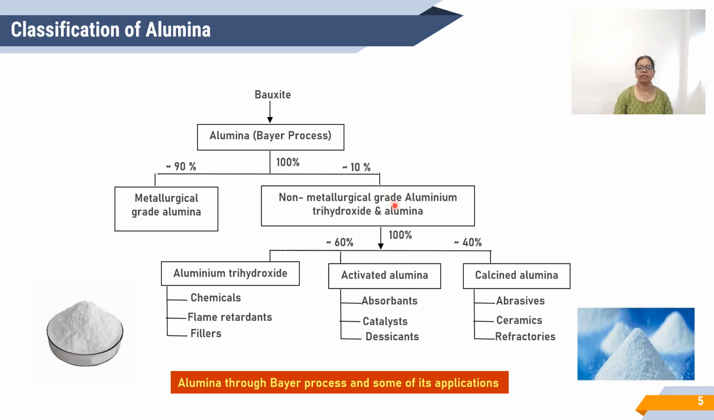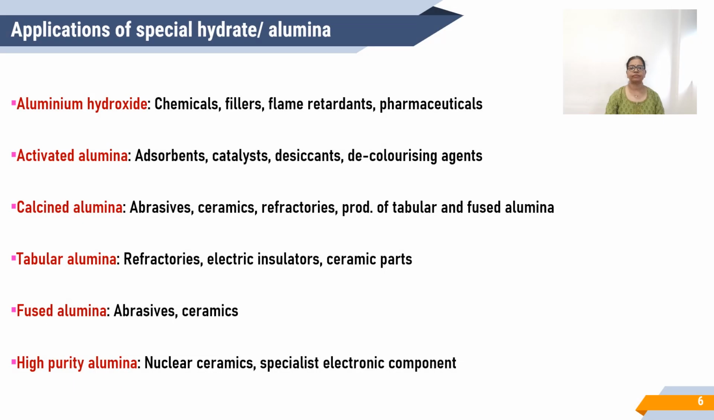This 10% is classified into aluminium trihydroxide and alumina, in which 60% of it goes for aluminium trihydroxide and activated alumina. Aluminium trihydroxide basically is used in chemicals, flame retardants and fillers. Activated alumina is used in adsorbents, catalysts and desiccants, and the 40% of it goes into calcined alumina, which is used in abrasives, ceramics and refractories. So this is the outline of the bulk alumina as well as the special products, hydrates and alumina.